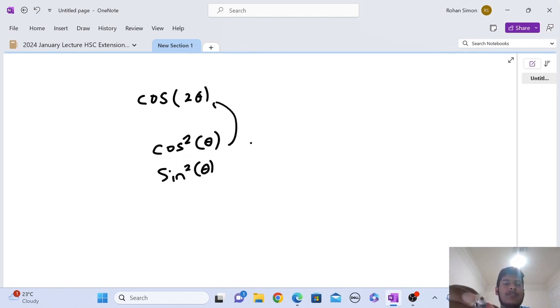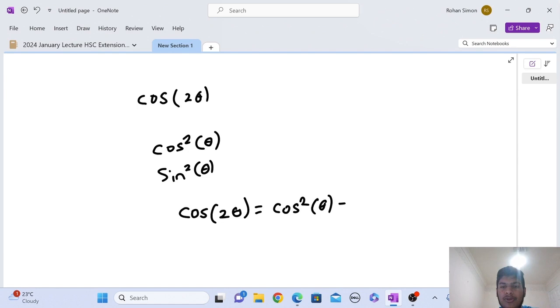Now, how do we relate these two quantities? Well, that's by using our cosine double angle formula. So if we use the double angle formula for cosine, it's cos 2 theta equals cos squared theta minus sine squared theta, just from your trig identities.